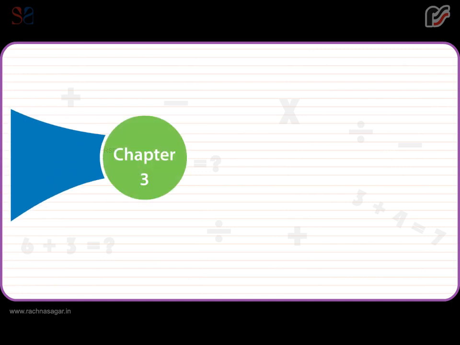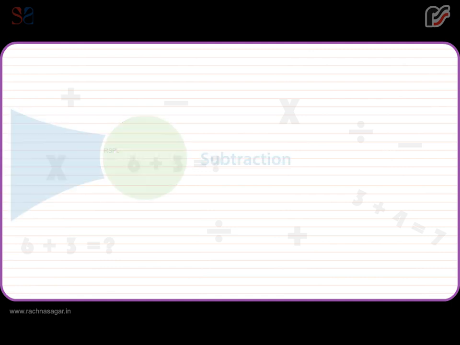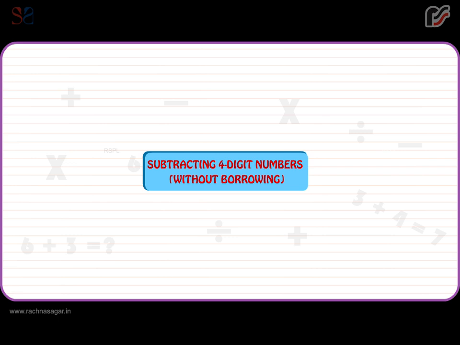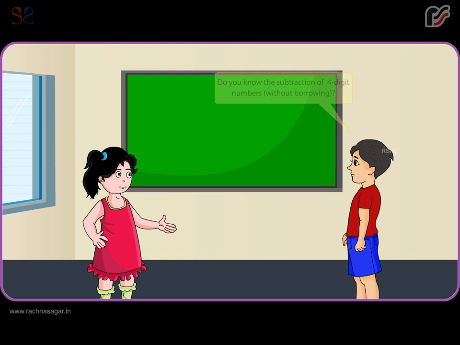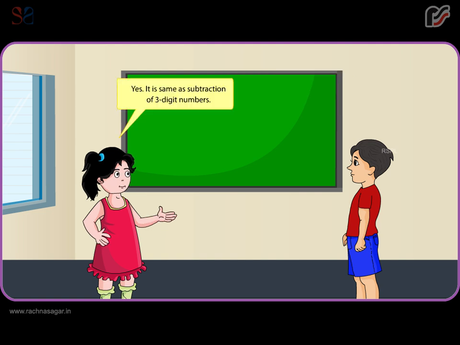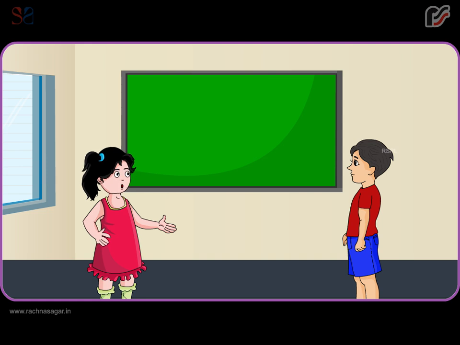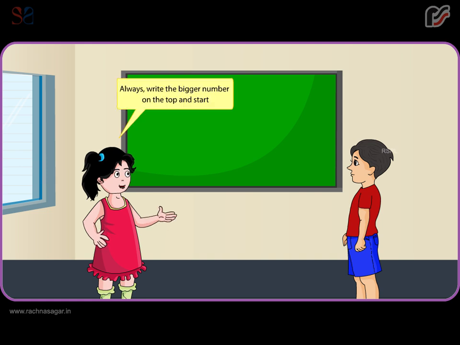Chapter 3. Subtraction. Subtracting 4-digit numbers without borrowing. Do you know the subtraction of 4-digit numbers without borrowing? Yes, it is same as subtraction of 3-digit numbers. Always write the bigger number on the top and start subtraction from the rightmost place.